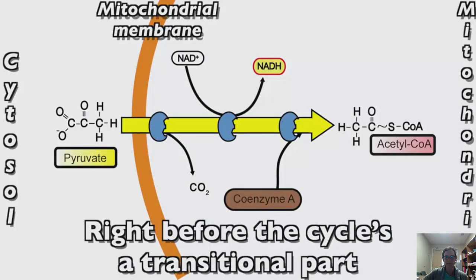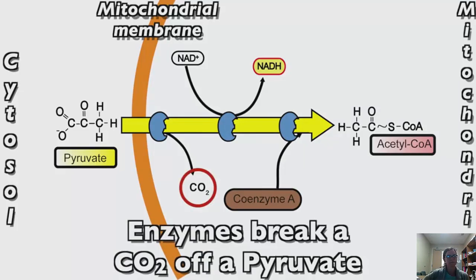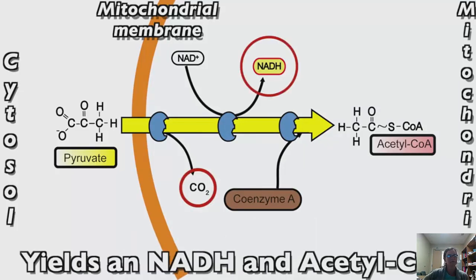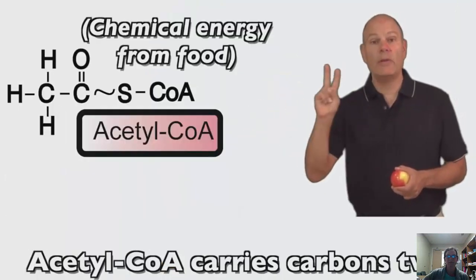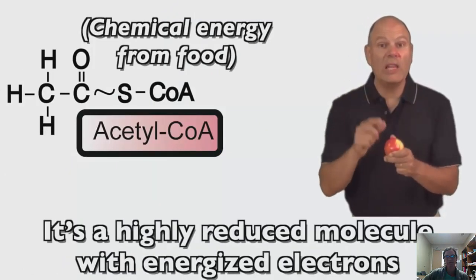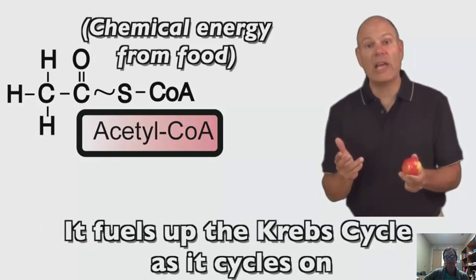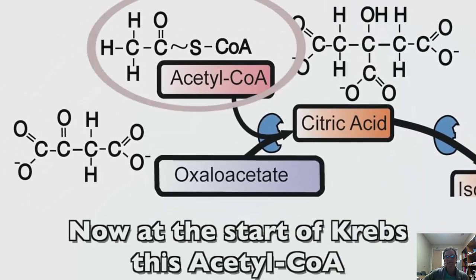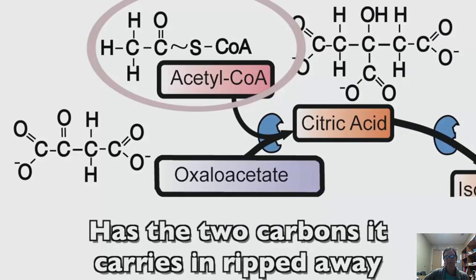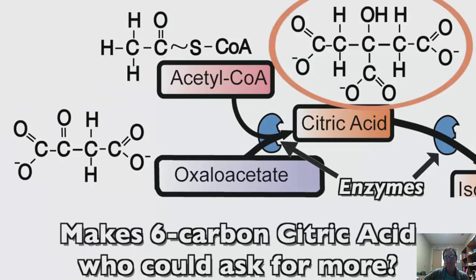Right before the cycle's a transitional part, links Krebs to glycolysis so Krebs can start. Enzymes break the CO2 off a pyruvate, yields an NADH and acetyl-CoA. Acetyl-CoA carries carbons too, with all the energy that derives from food. It's a highly reduced molecule with energized electrons that fuels up the Krebs cycle as it cycles on. Now after the start of Krebs, this acetyl-CoA has the 2 carbons it carries in with the weight. Enzymes hook these on oxaloacetate with carbons 4, makes 6 carbon citric acid. Who could ask for more?